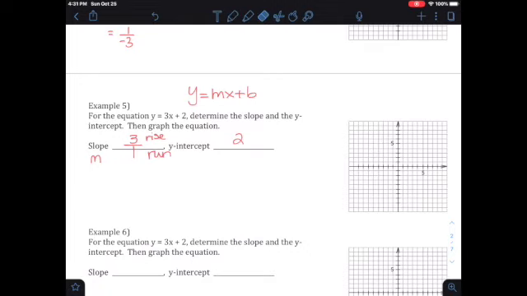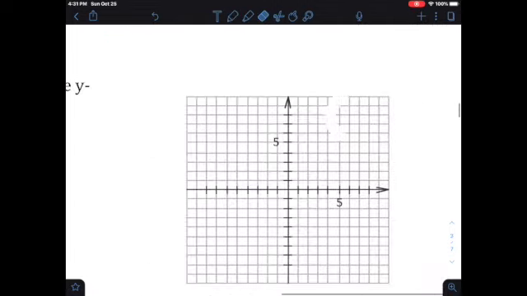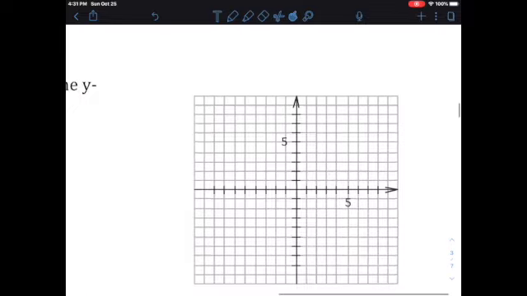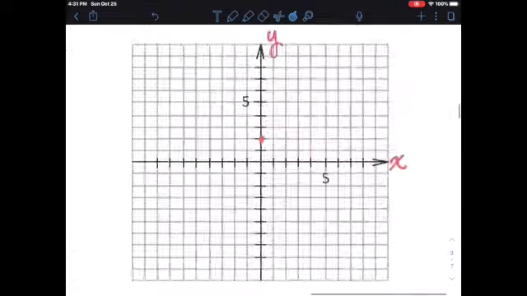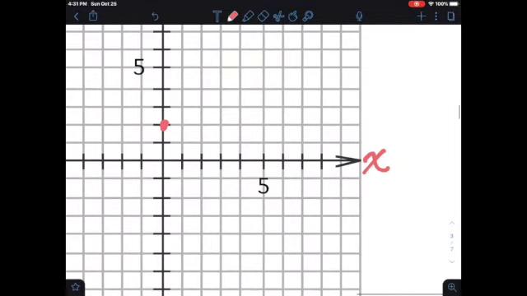So to graph this, b for beginning starts at 2. The y-intercept is always x and y. And the slope is going to be 3 over 1. So up 3, up and down first. 1, 2, 3, over 1.